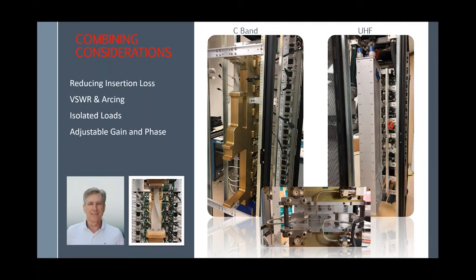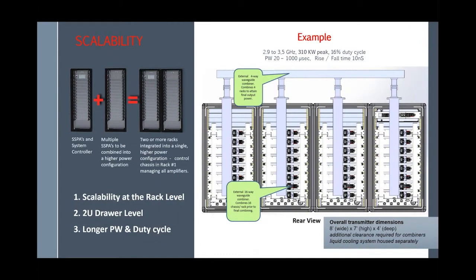And I think just taken to another level in terms of the scalability, this last example, George, is 4 cabinets put together. Yeah, 4 cabinets, and this is an actual system we can build. This was in response to a request for proposal. What you're looking at is a 4 cabinet system, 2.9 to 3.5 gigahertz at 310 kilowatts peak power, 16% duty cycle. So it's 7 foot high, 8 feet wide, and 4 feet deep.